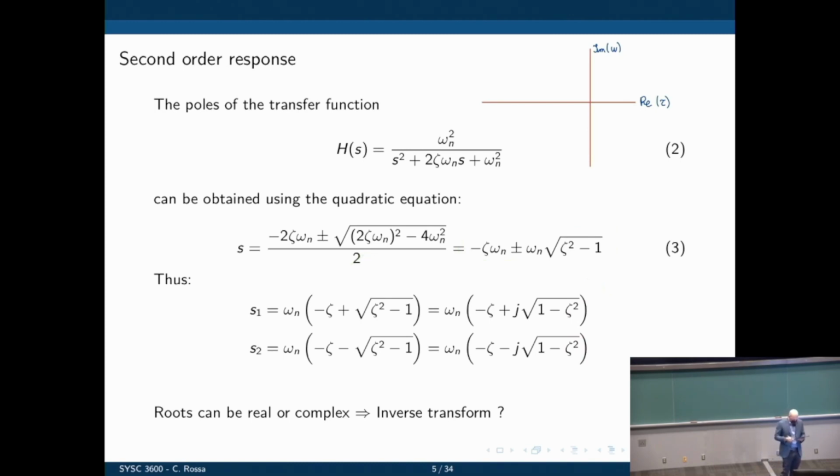And so you have a square root here. You can see now that depending on the value of zeta, the result inside of that square root might be positive or negative. So if you have a positive result, we have real numbers. If you have a negative result inside the square root, now we are starting to see complex numbers in the solution.